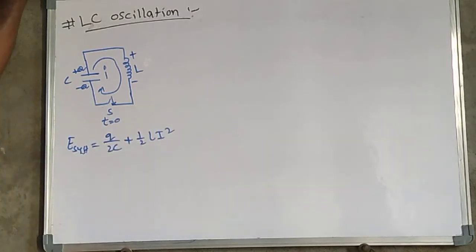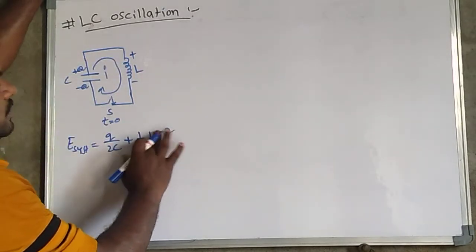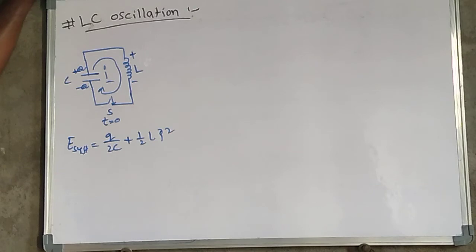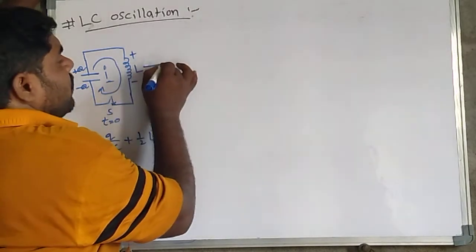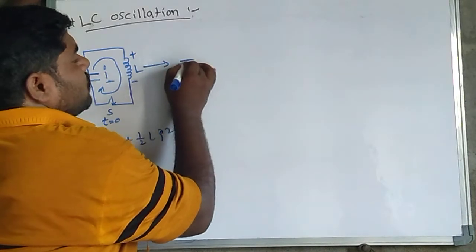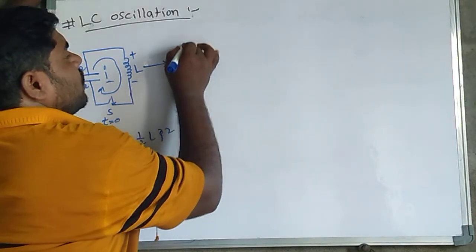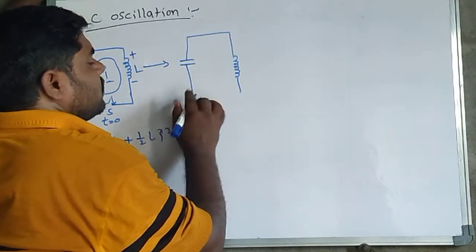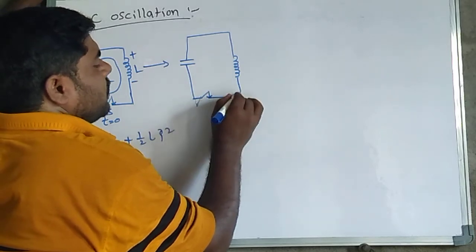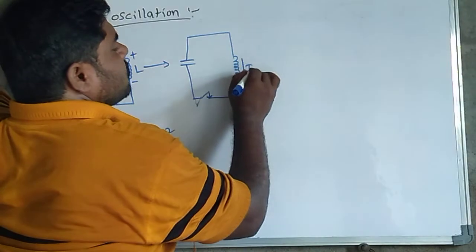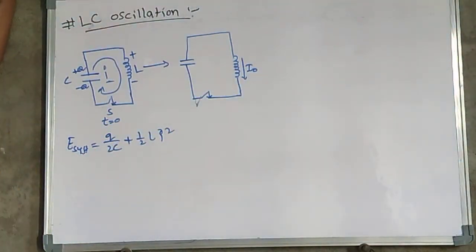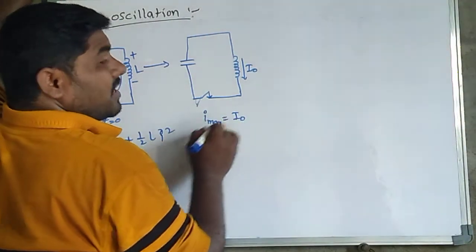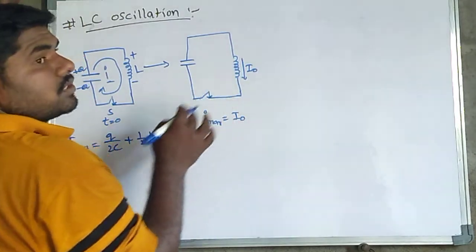After some time, the current passing through this inductor is the small i. After some time, there is no charge Q left on the capacitor, so the inductor acts as an active inductor. Here the current is at its maximum, I naught. I would like to consider the maximum current I maximum equal to I naught, the maximum current passing through the inductor.